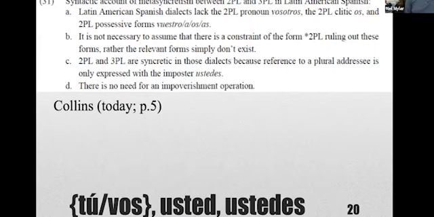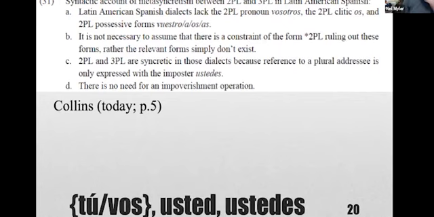A little bit about Chris's talk as well. So for Chris, the second person familiar plural forms in Latin American Spanish are just absent from the lexicon. And the syncretism of second plural with third plural follows from the status of usted as an imposter. Now, I like that second part. I think that's correct. I think usted is an imposter.